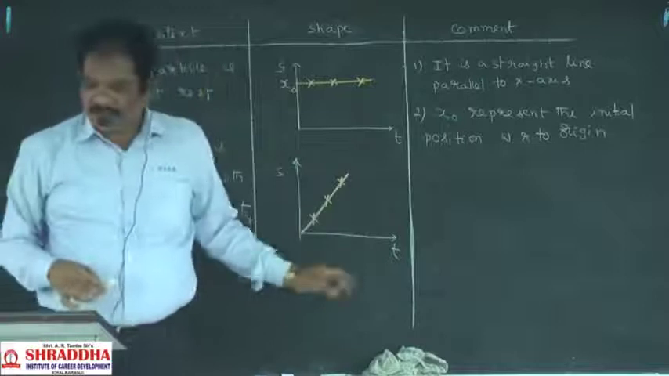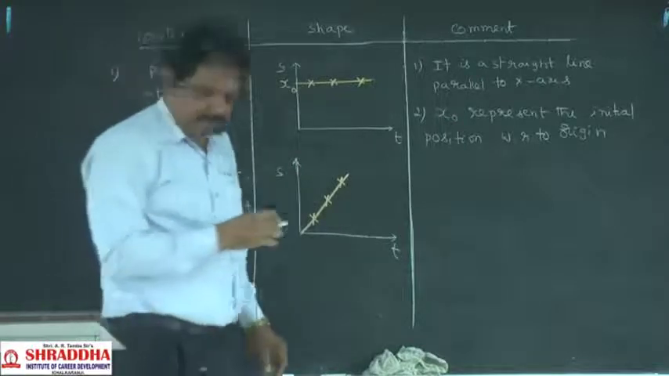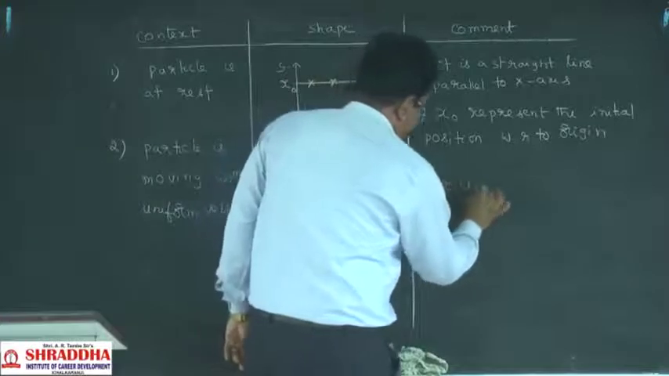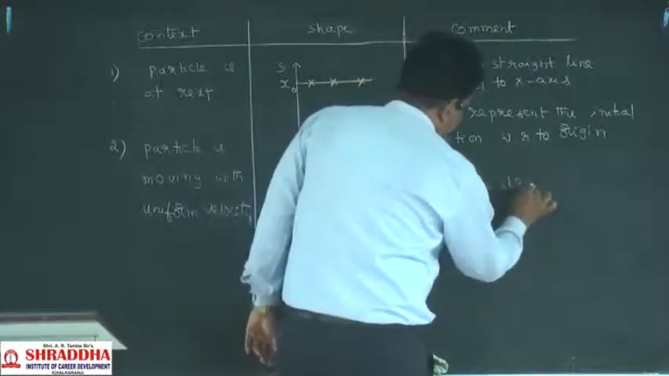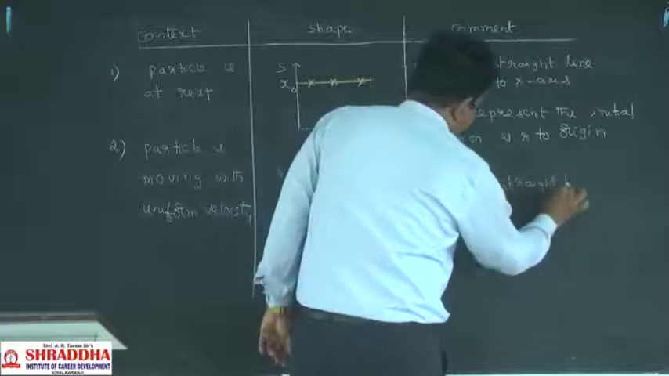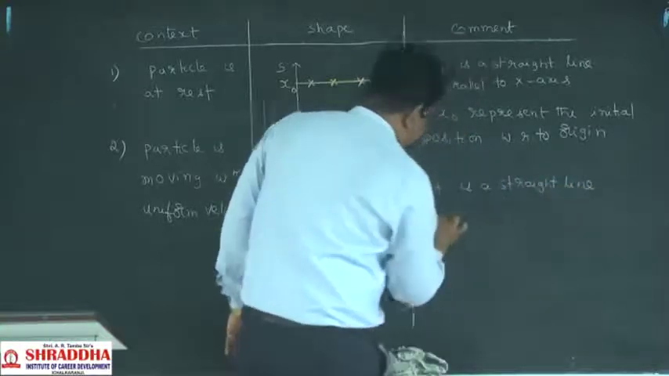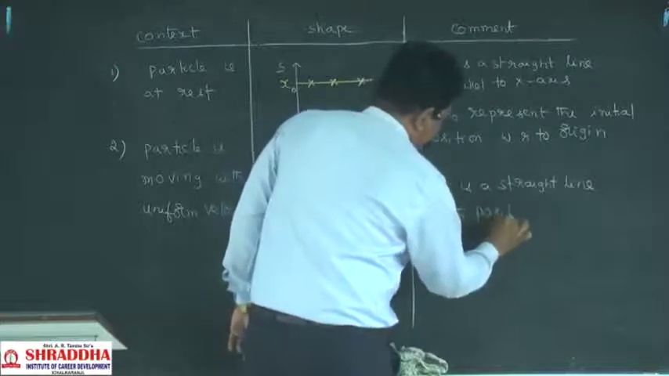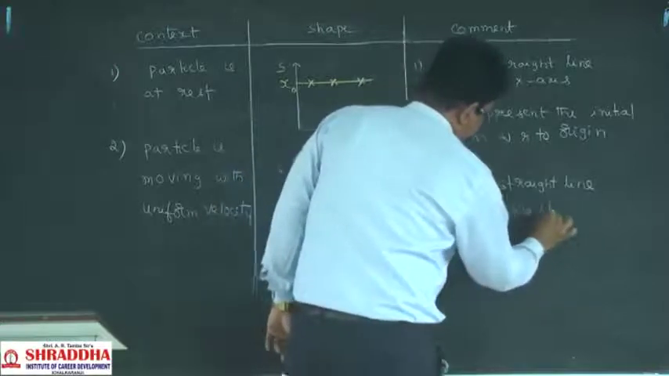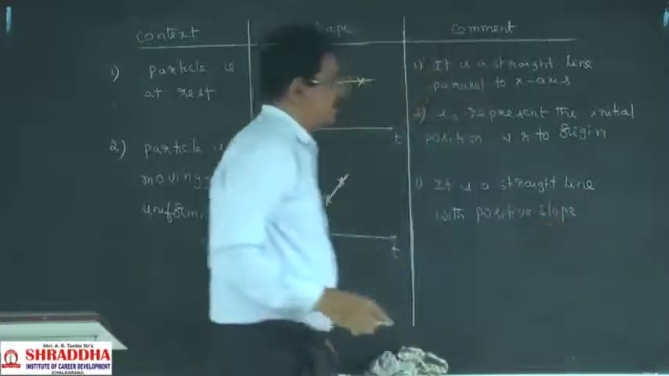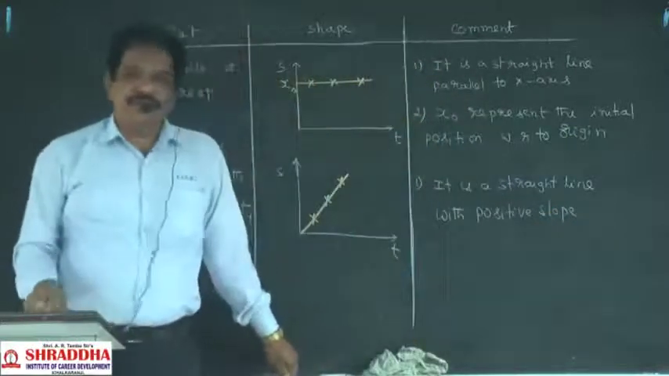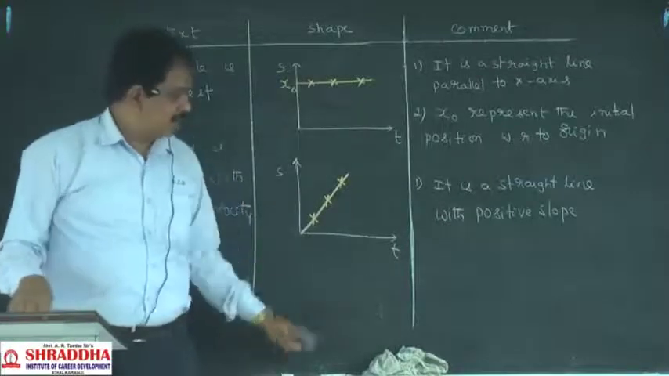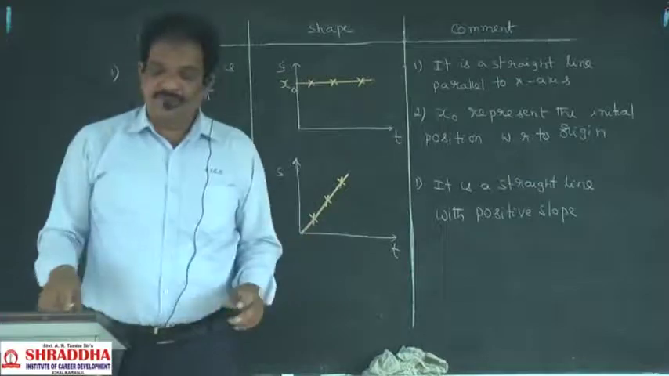From this what we can understand, it is a straight line with positive slope. It is a straight line with positive slope. Clear? That we can understand from this.